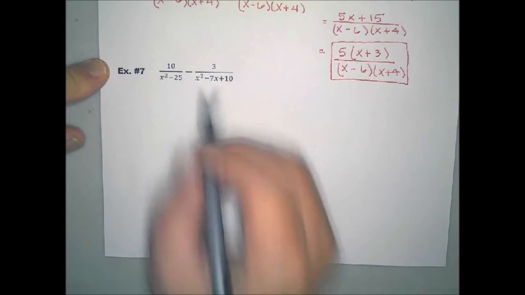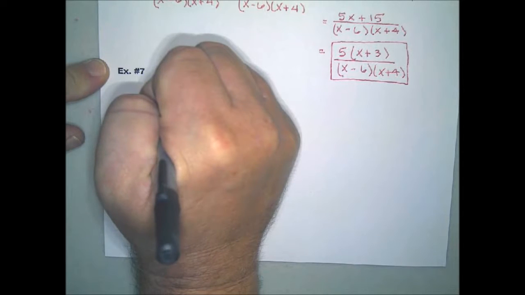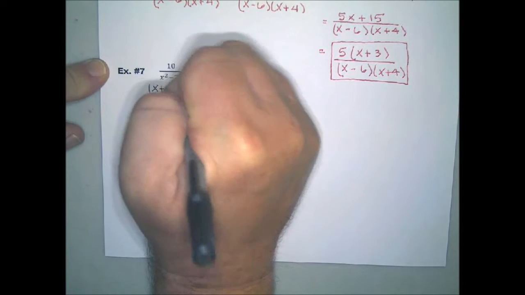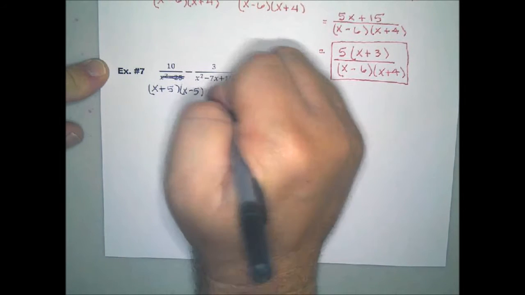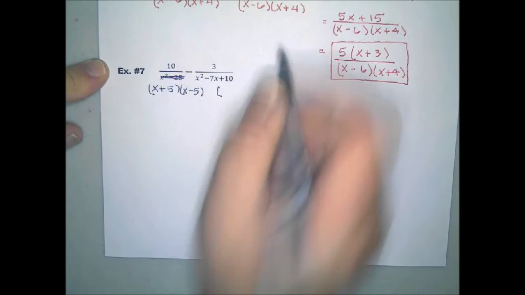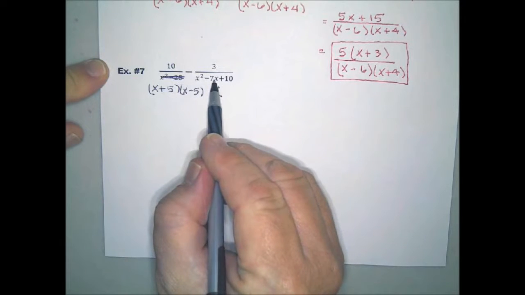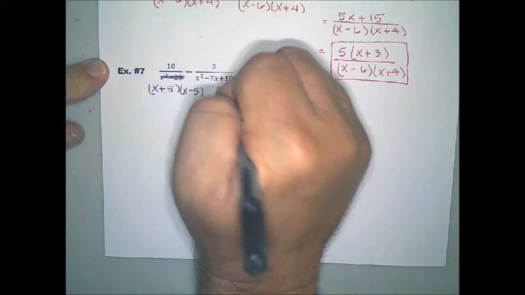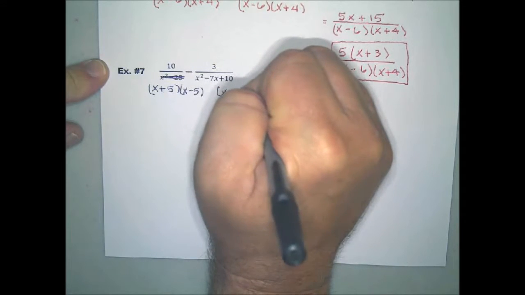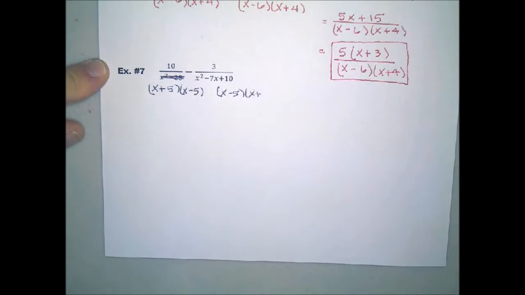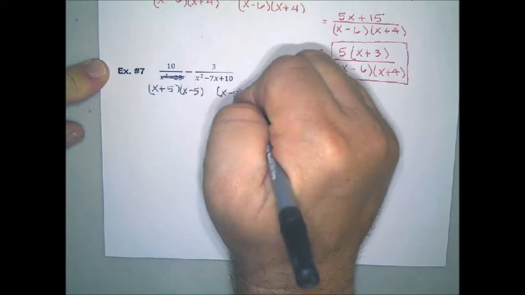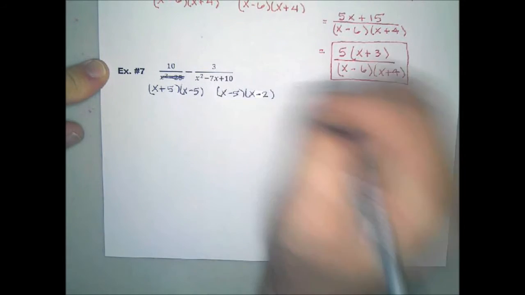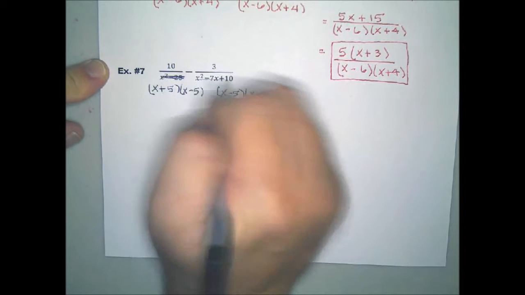So x squared minus 25 is a difference of perfect squares: x plus 5, x minus 5. That takes care of that. The second fraction, I can factor this. Factors of positive 10 that add up to negative 7 are x minus 5 and, no, it's minus, x minus 2. So now I've taken care of that.